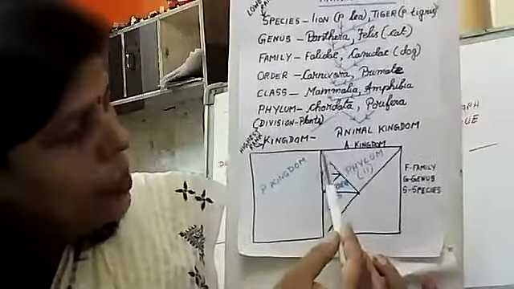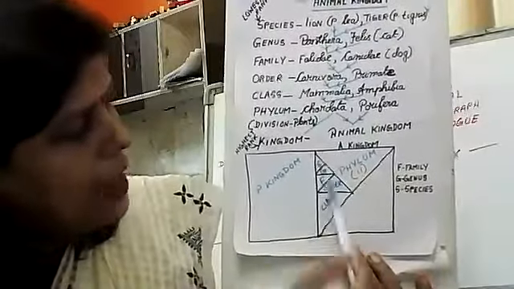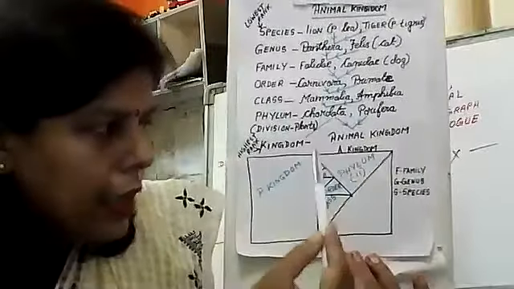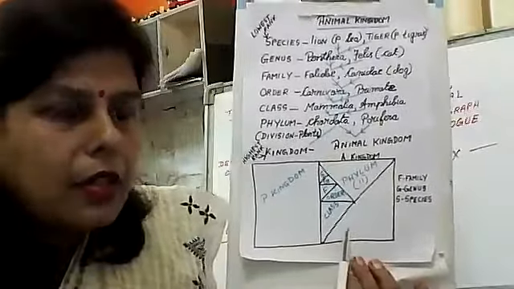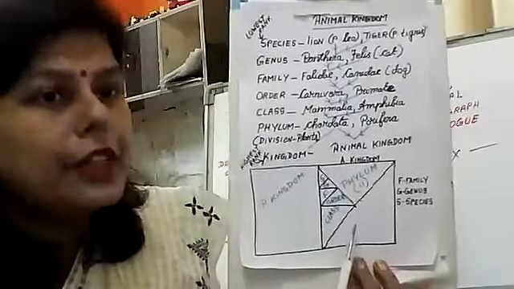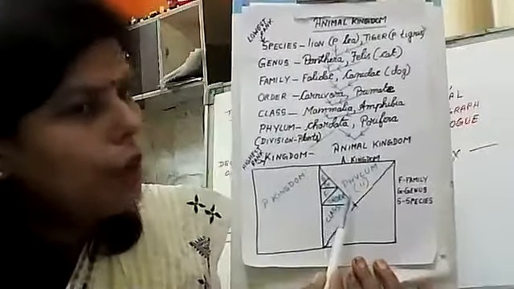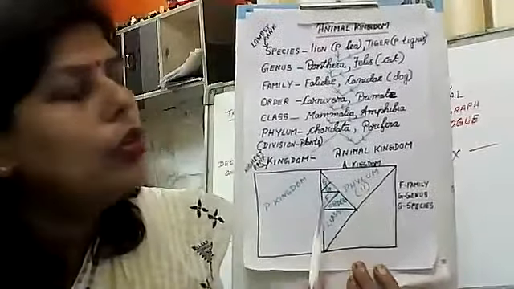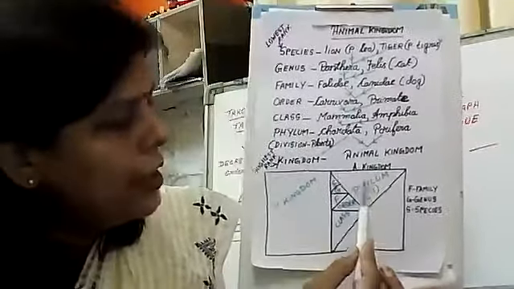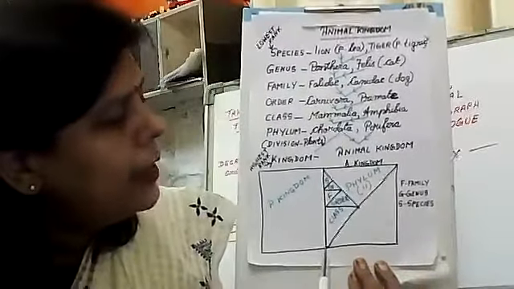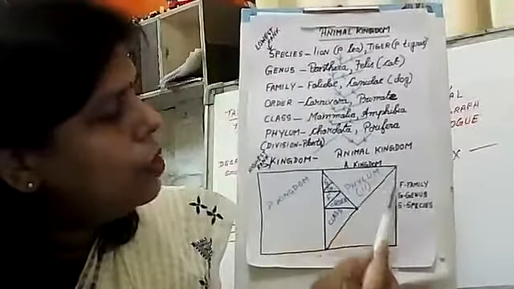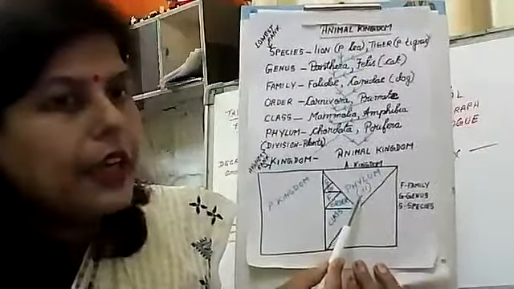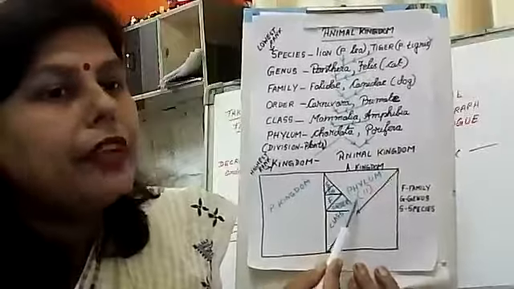Now, let us concentrate on this animal kingdom. Within this kingdom, no doubt it includes all the animals, but still many differences are there. Because of those differences, the animal kingdom was divided into phyla. Here I have drawn this one line, just dividing this whole square into two triangular structures. But when you study in your book, you will get 11 phyla.